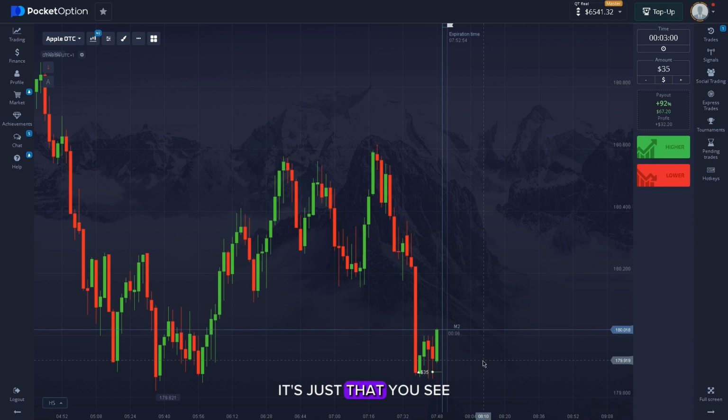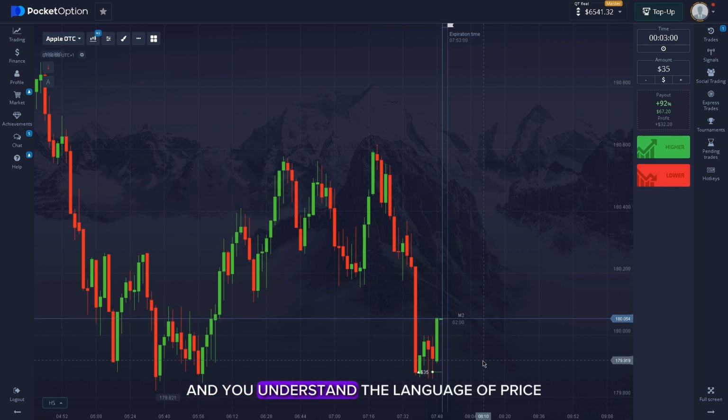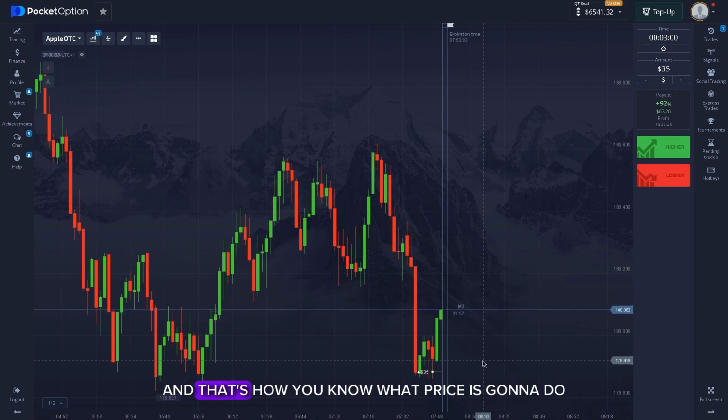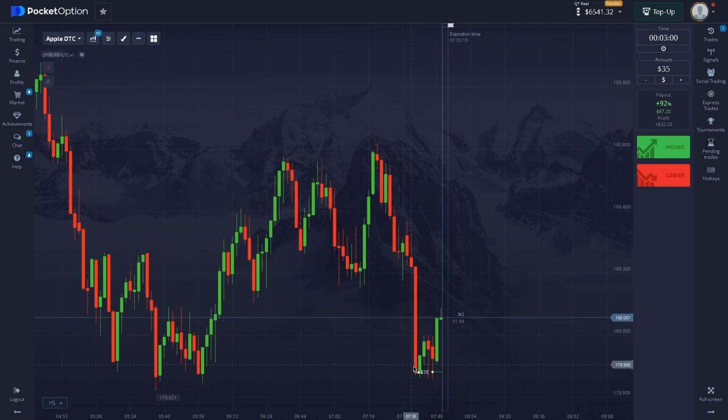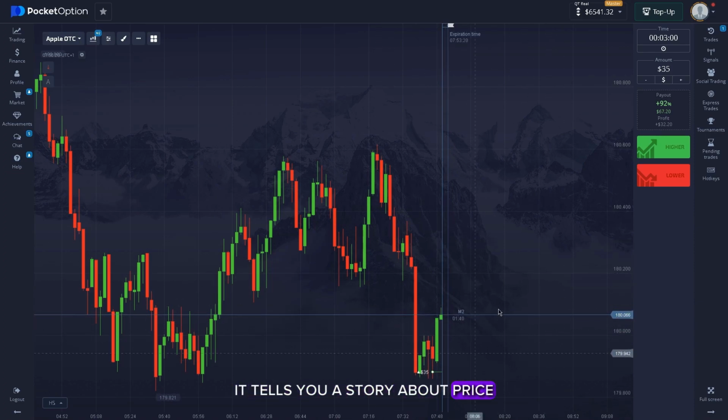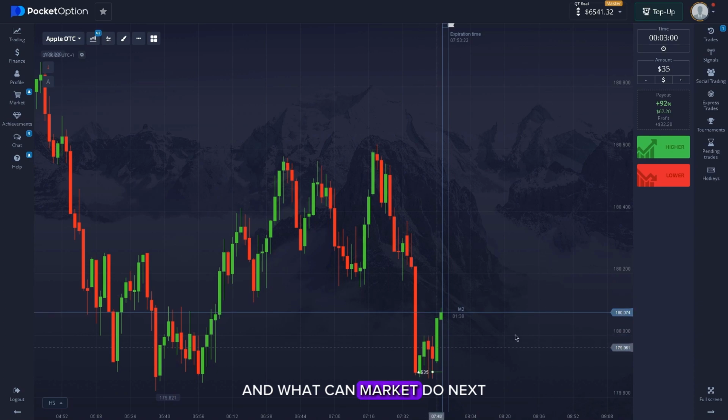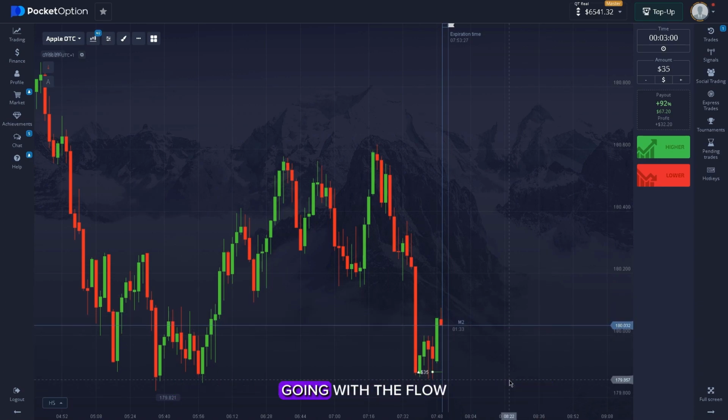It's just that you see a candle forming in the market, and you understand the language of price, and that's how you know what price is gonna do, and then you know about the price action. Every candle being made tells you a story about price and what the market can do next. So it's just like understanding the language and going with the flow.